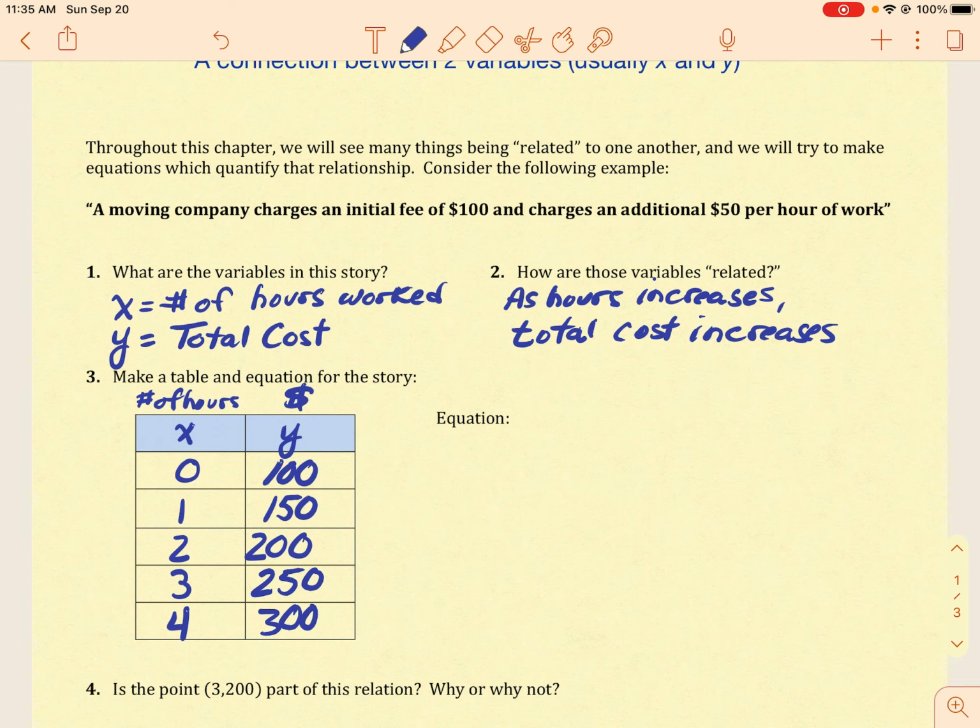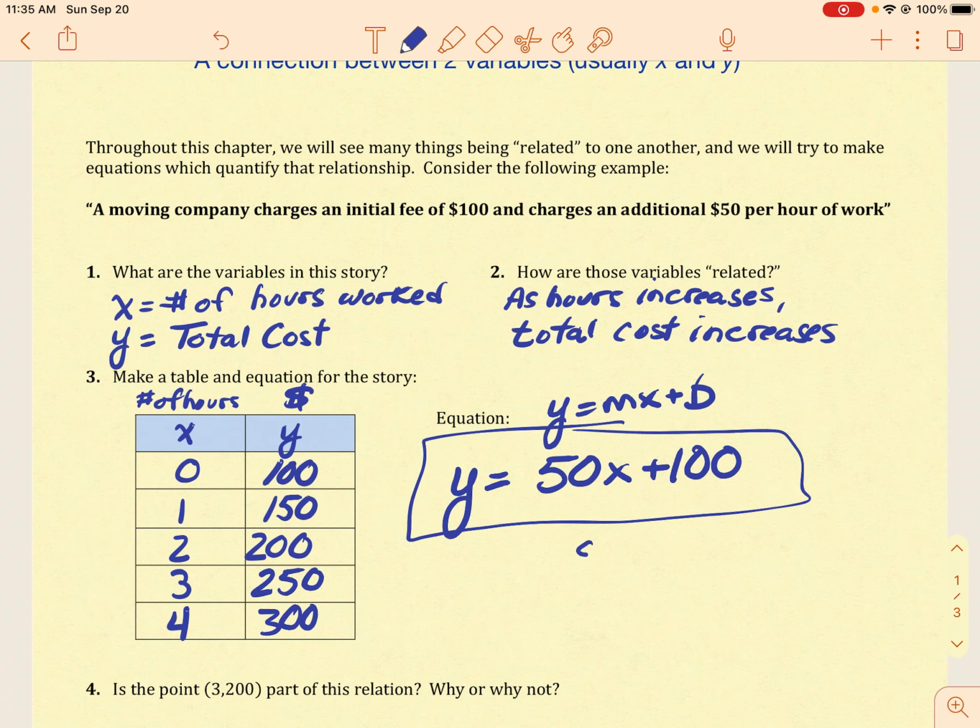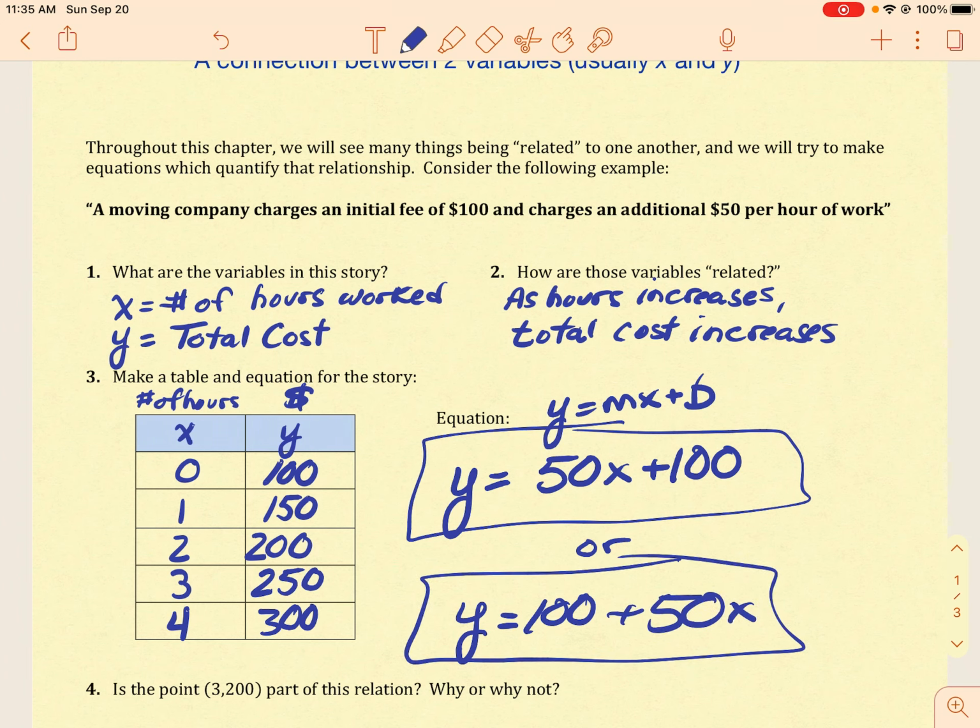Then another 50. If we put that into an equation, because we're going up the same amount each hour, it's going to be a linear function. So we're thinking y equals mx plus b. If we're going up 50 per hour and we started with an initial fee of 100, the equation would be y equals 50x plus 100. We can also say it's y equals that $100 initial fee plus 50 per hour, so the 50x.